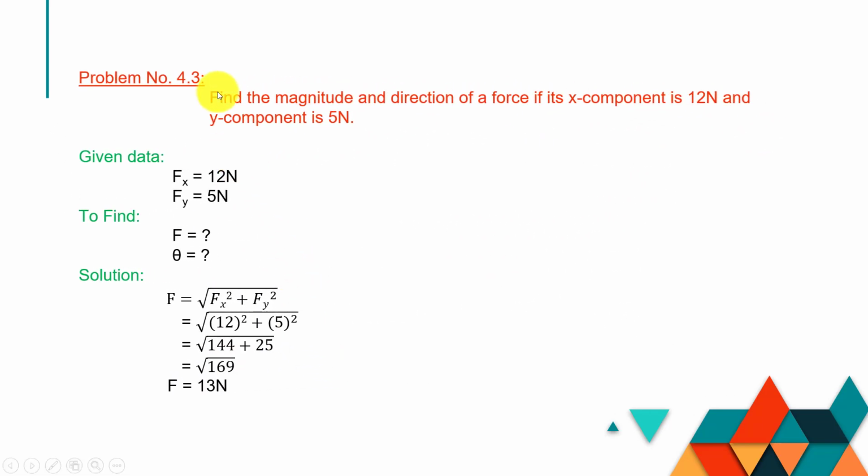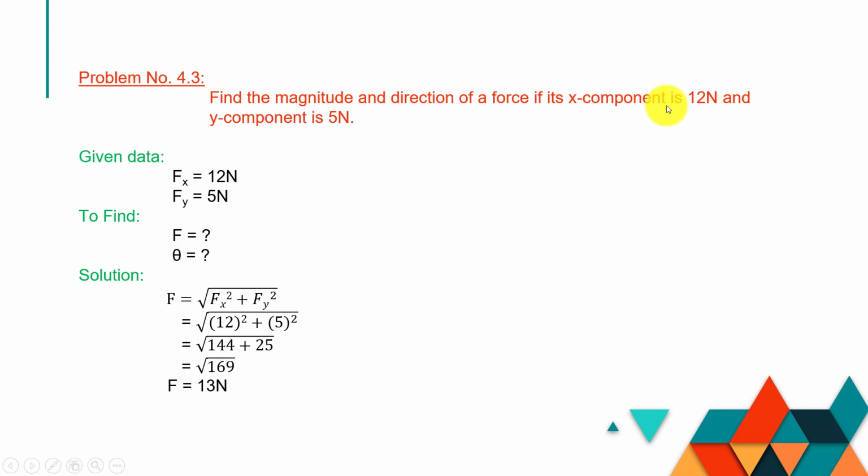Now the problem number 4.3 is: find the magnitude and direction of a force if its x component is 12 Newton and y component is 5 Newton. So in this statement, we are given the x component of the force, which is 12 Newton, and the y component of the force, which is 5 Newton, and we have to find out the magnitude and the direction of that force. So firstly, we will write the given data.